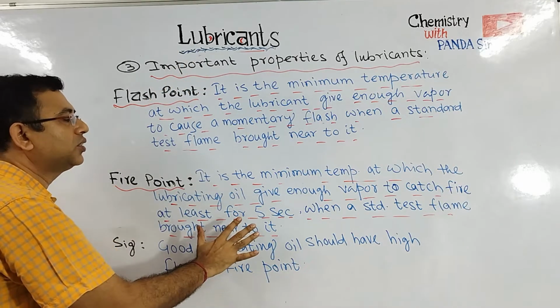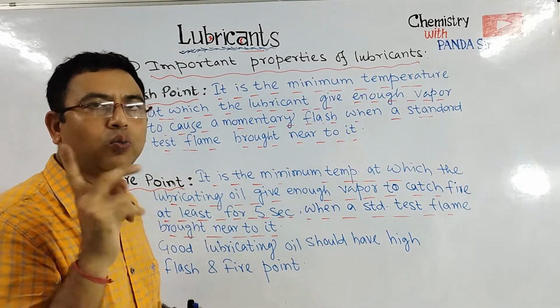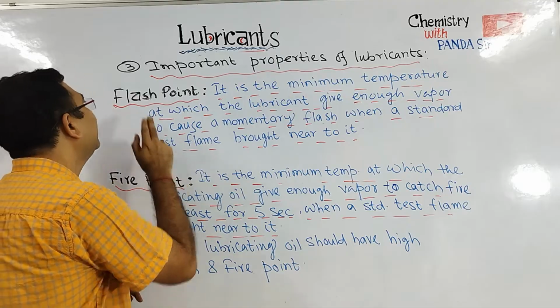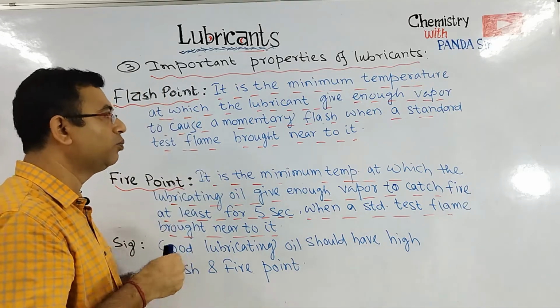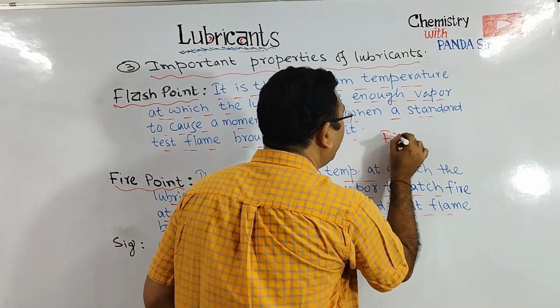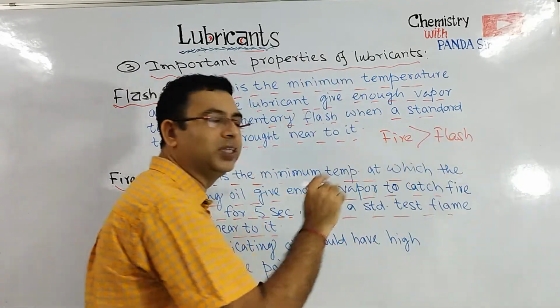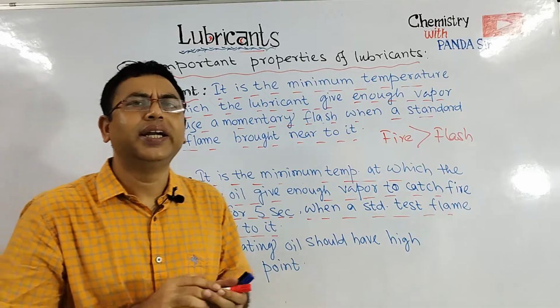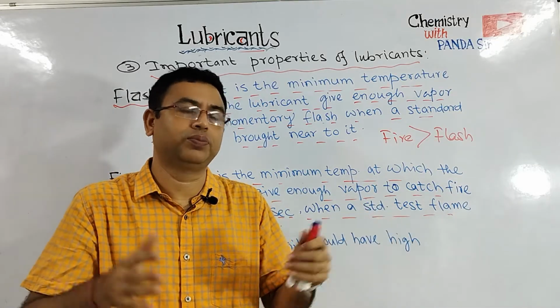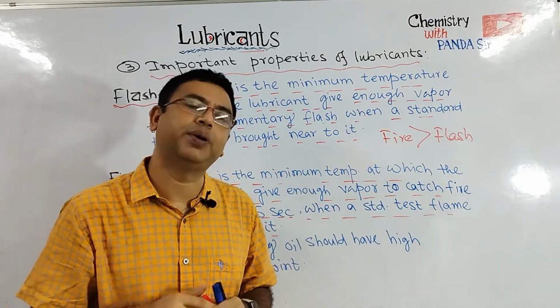Now from this discussion, two things we understand. One, the fire point is higher than the flash point. We have to understand this, that the fire point is higher than the flash point. And usually the fire point is around 5 to 40 degrees higher than the flash point.